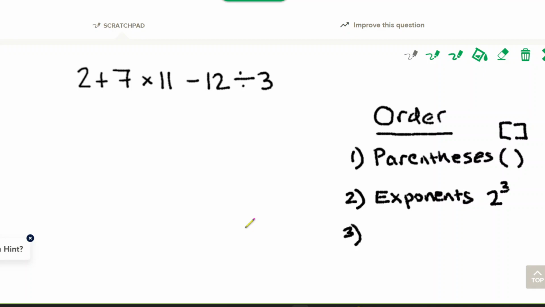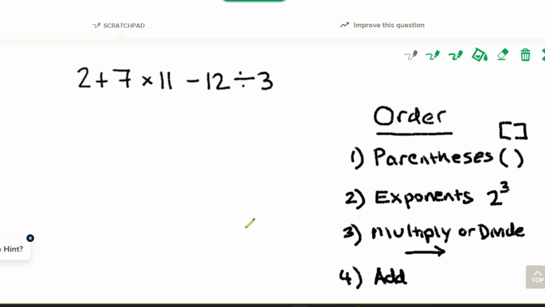Now, third is you do multiplication. So you multiply or divide, and you do this from left to right. You do it from left to right as you see it happening. So if you're going left to right in the expression, you see a multiplication operation, you do that. You see a division operation, you do that. You do it in the order that you see it as you go from left to right. And then finally, add or subtract from left to right.